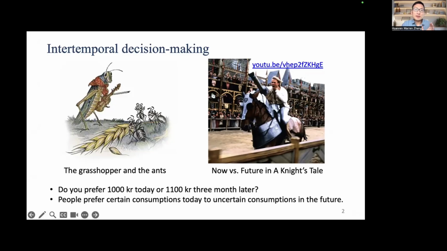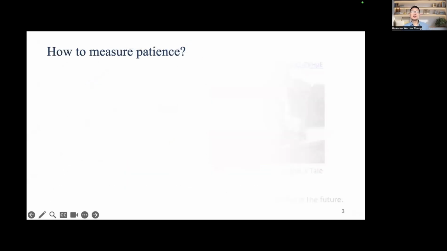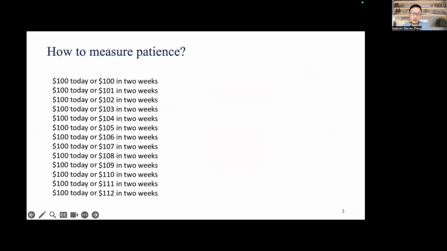So now you probably have sensed that intertemporal decision making is closely related to people's level of patience. In order to understand how people make decisions in intertemporal decision making, it's probably best for us to understand their preferences about time. That is measured by patience. So here is a task that most of you have completed in our in-class experiment. Basically, the task asks you to make trade-offs between some money you receive today or another slightly bigger amount of money you receive in the future.